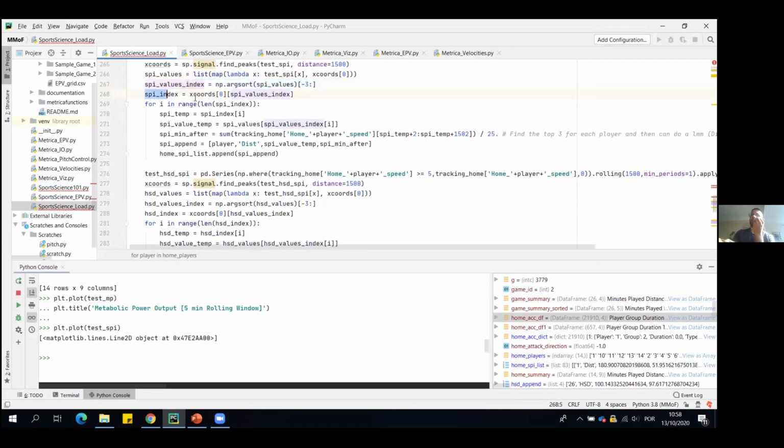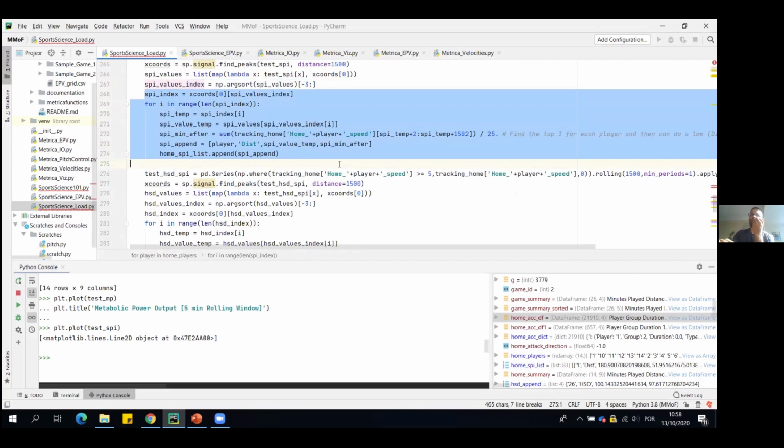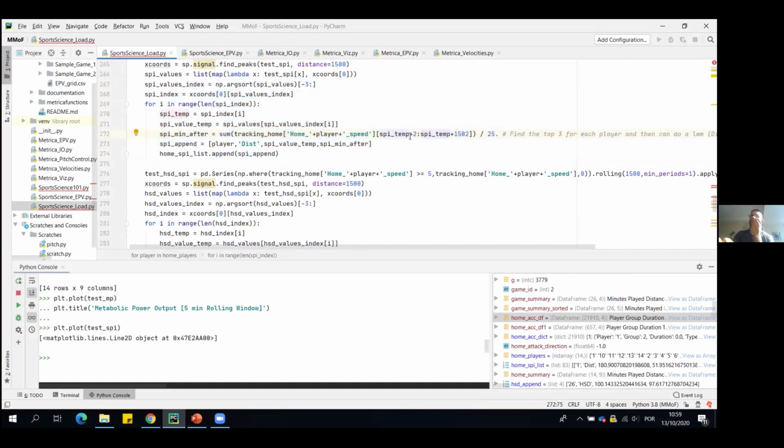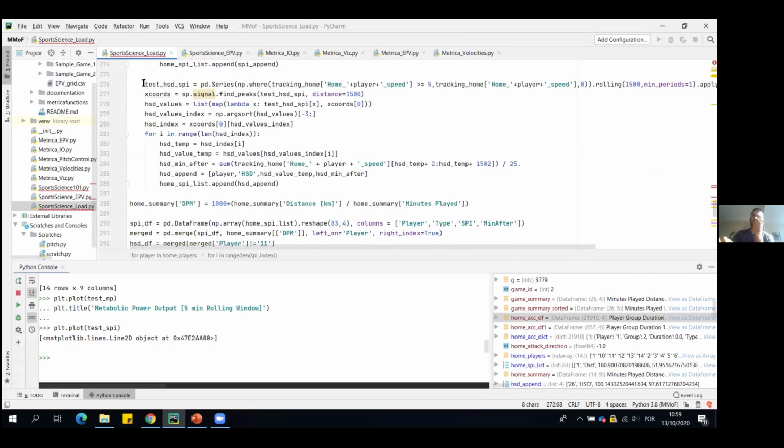we then calculate the minute after using this script here, or this for loop here, for each of the 3 peaks that we identify for each player, calculate the minute after for this player based on the index of where that peak happened. So that's what this line of code is doing. And the second half of this loop is doing this for the high speed distance, where someone is traveling above 5 meters per second.